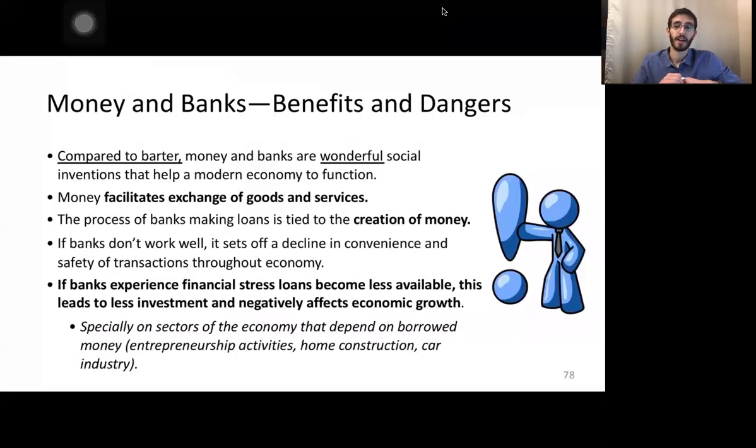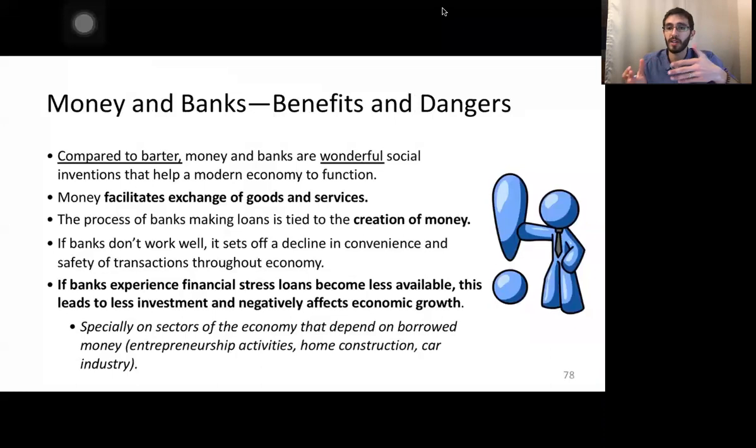Okay, especially for those sectors of the economy that depend a lot on borrowing. Entrepreneurship activities go down because people cannot get those funds to start their companies, right? Also home construction, because people need those loans to get mortgages, to buy cars. So all those industries whose purchases depend on the ability of individuals to finance those large purchases are going to be extremely impacted. Okay, and that's the idea.